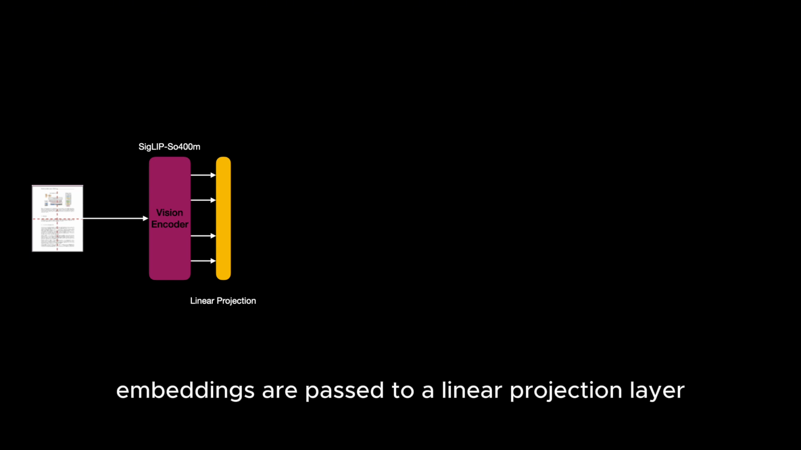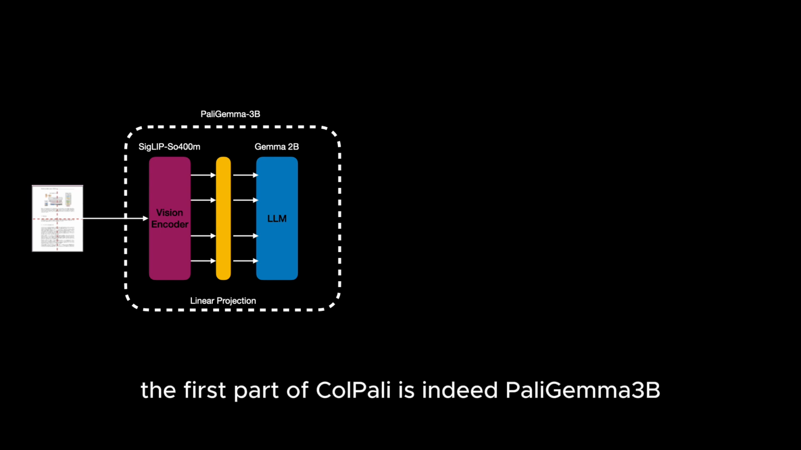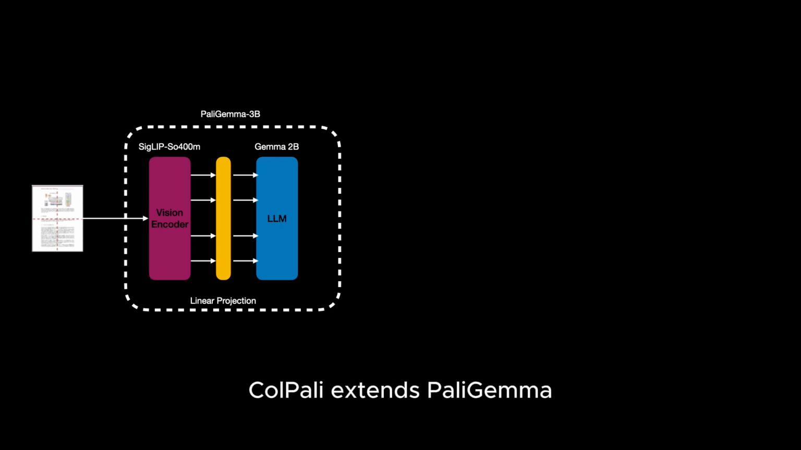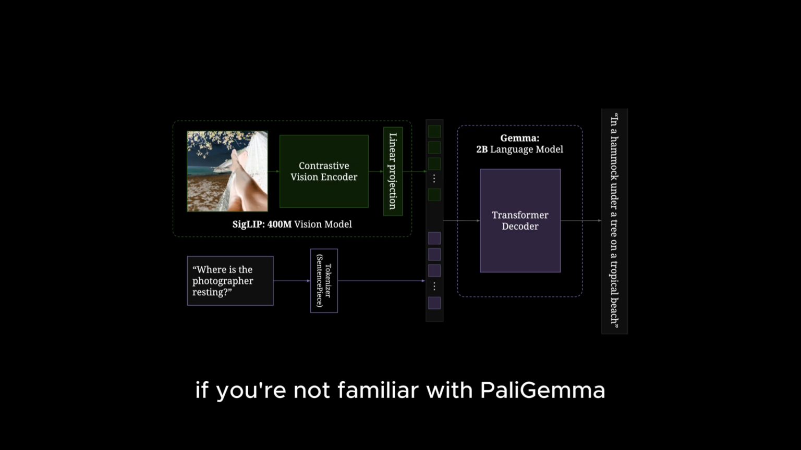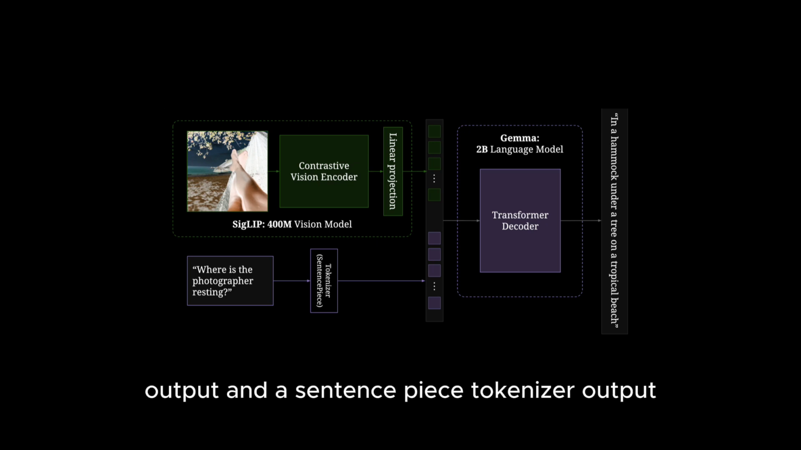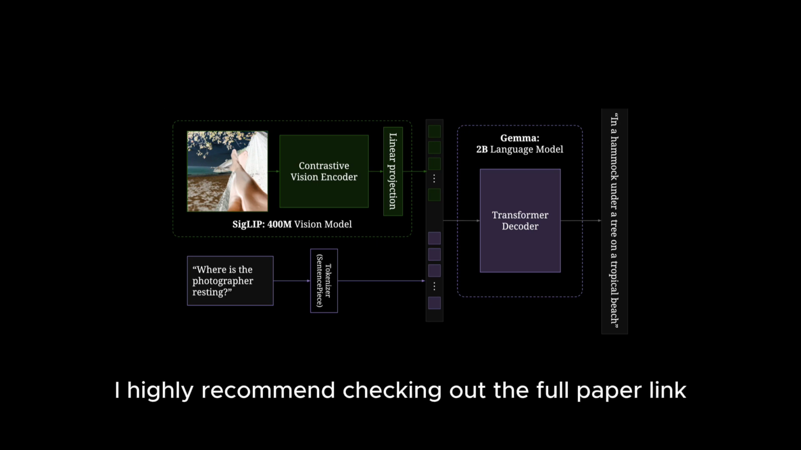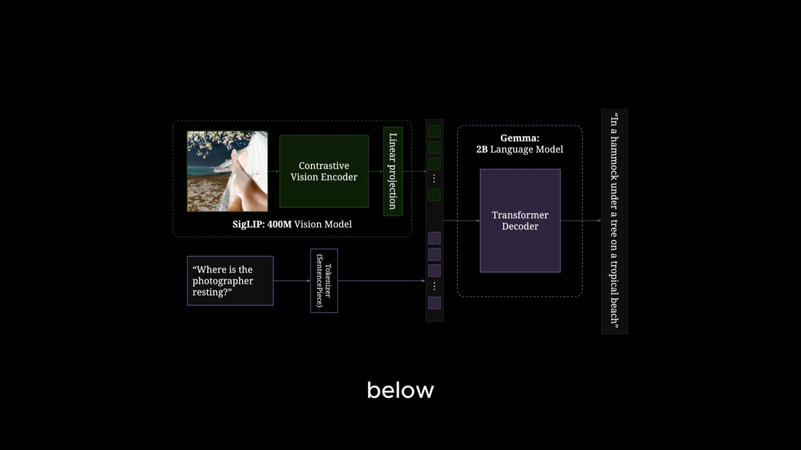These image patch embeddings are passed to a linear projection layer that allows the SigLIP model's output embeddings to be fed into Gemma 2B. If you're familiar with PaliGemma, this will start to ring a bell, because it's exactly PaliGemma. The first part of ColPali is indeed PaliGemma 3B. ColPali extends PaliGemma. If you're not familiar with PaliGemma, the general idea is taking the SigLIP vision model's output and a SentencePiece tokenizer output and concatenating both embeddings to be fed into Gemma. I highly recommend checking out the full paper, link below.